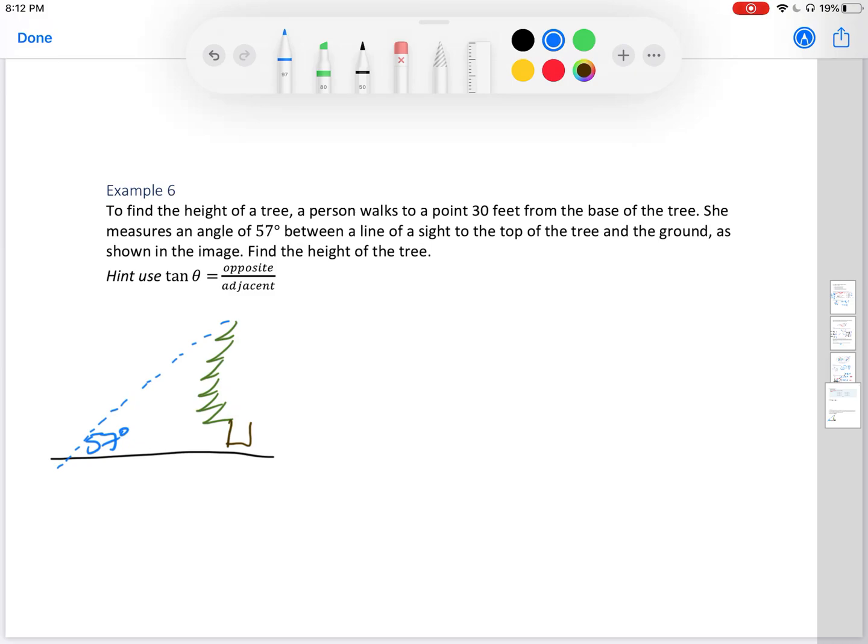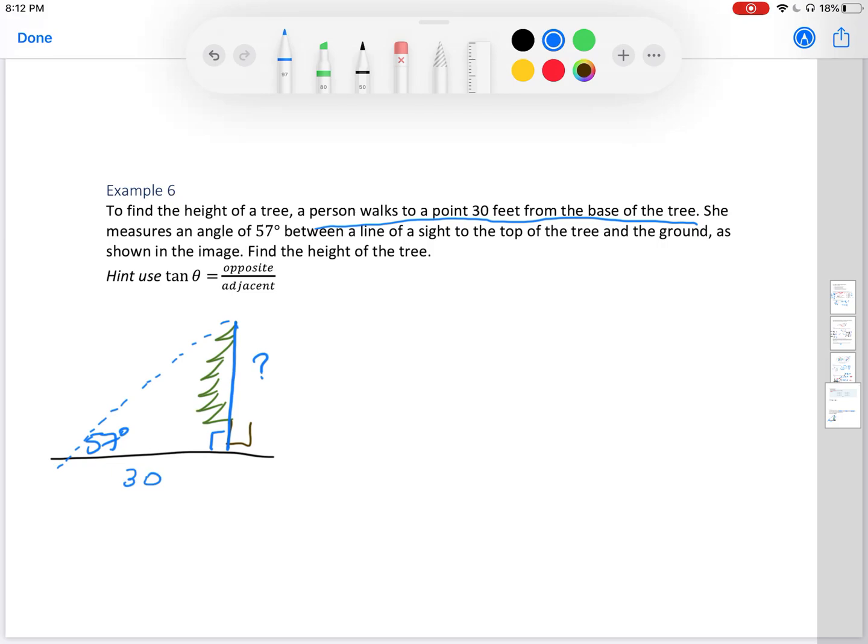Now we want to find the height of the tree. So we're assuming 90 degrees. This is our unknown. But we know that the person walks to a point of 30 feet from the base of the tree. So we know that this is 30. So how can we find a height using our 90-degree triangle trigonometry?